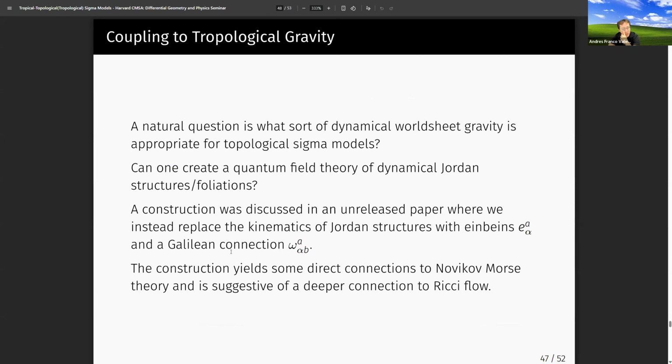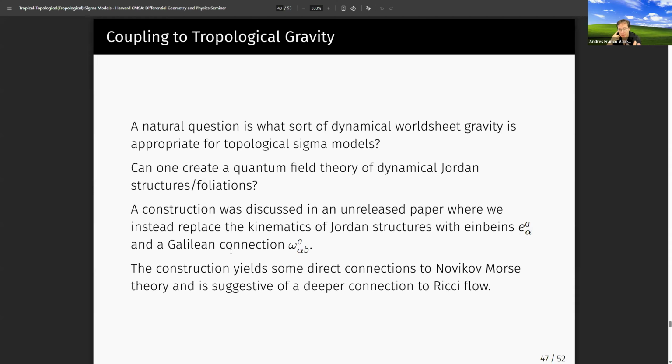The other thing that I wouldn't have been able to get to in this particular talk is that there is a natural notion to couple this to tropicalized topological gravity, which we call tropological gravity. The natural question is, if you've figured out what the theory looks like when you have these fixed Jordan structures, so fixed foliations, what happens when you allow the foliations to be dynamical? What sort of new singularities are going to end up forming?